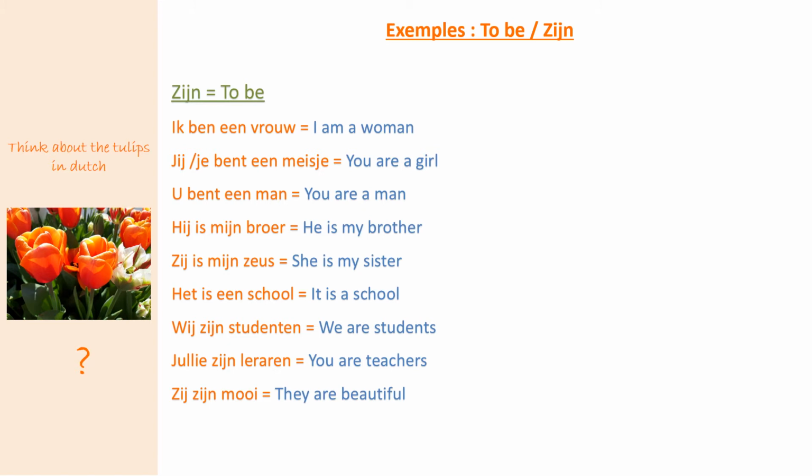Jullie zijn leraren. You are teachers. Zij zijn mooi. They are beautiful.